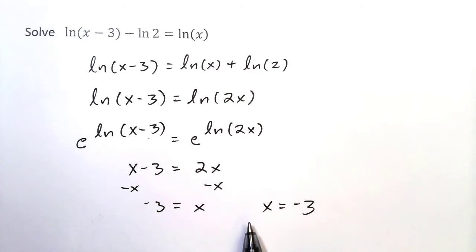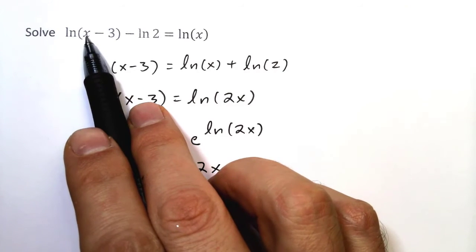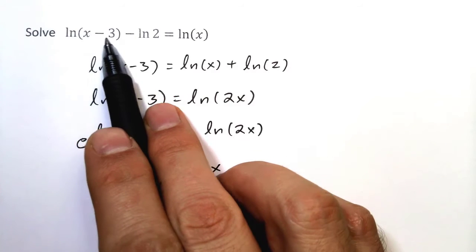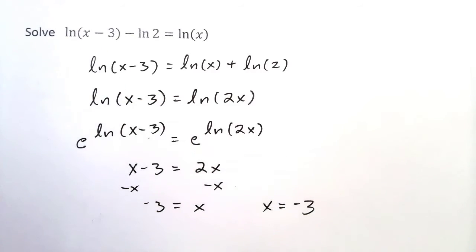Now, before I box this in, I'm going to check this solution. We need to make sure that this works in the original equation. Well, if I look over here, -3 minus 3 is -6. I'm taking the natural log of -6. That right there should jump out at you. Something's wrong. We can't take the natural log of a negative number.